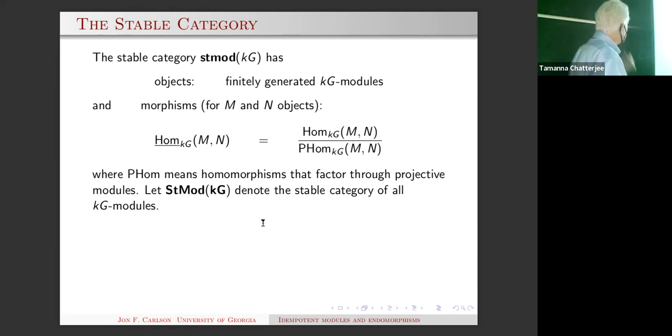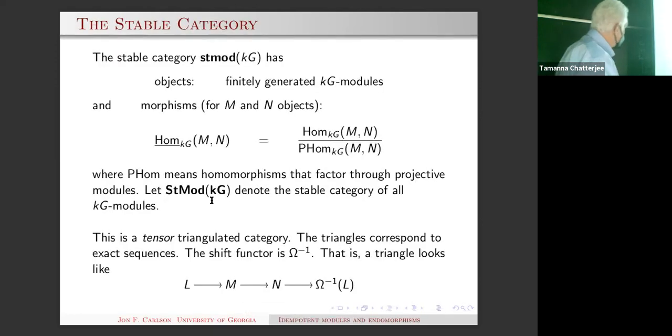We can do a stable category of finitely generated modules, which we call little StMod KG, or the category of all KG modules, which is the big StMod KG. And the point is that these are tensor triangulated categories. Triangles correspond more or less to exact sequences. And the shift functor is this omega inverse. So when I say this is a triangle, what it means is you go around the triangle, you go L to M to N, and then the next step is you go back to L, but you have to shift by omega inverse. This corresponds to an exact sequence.